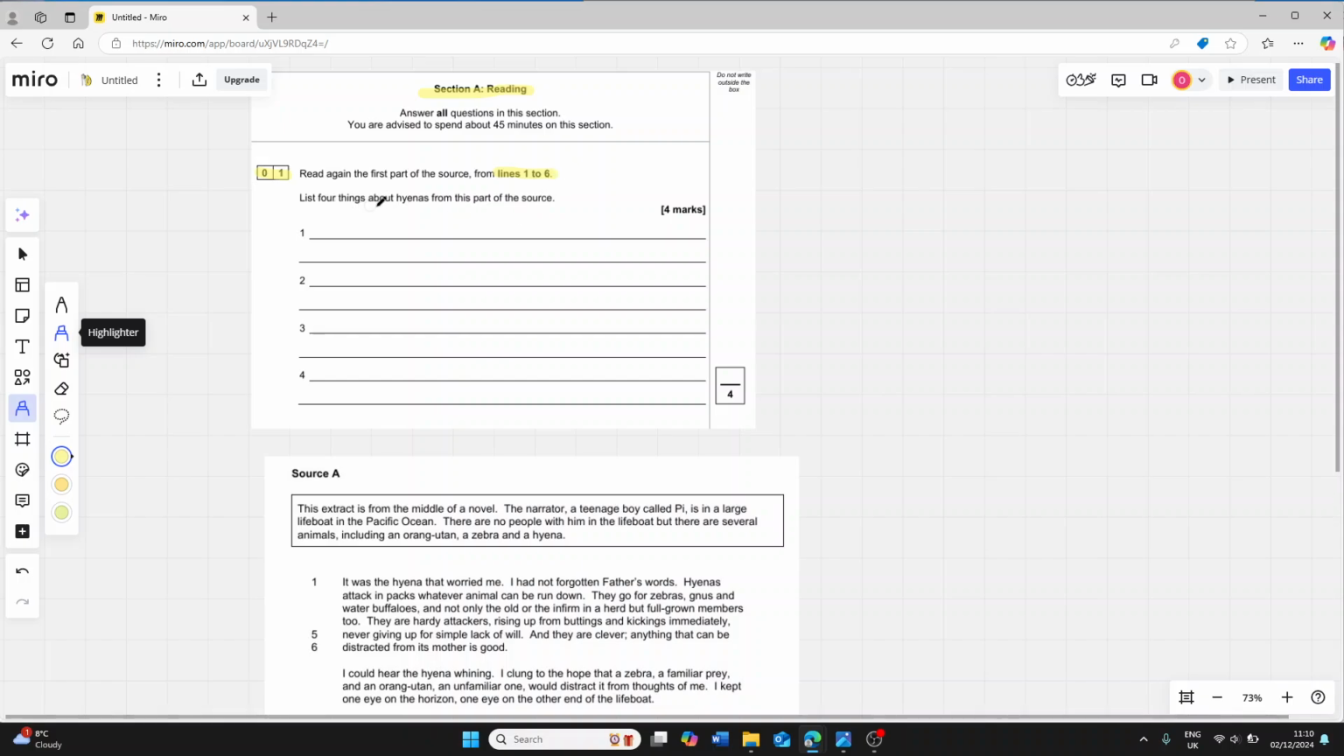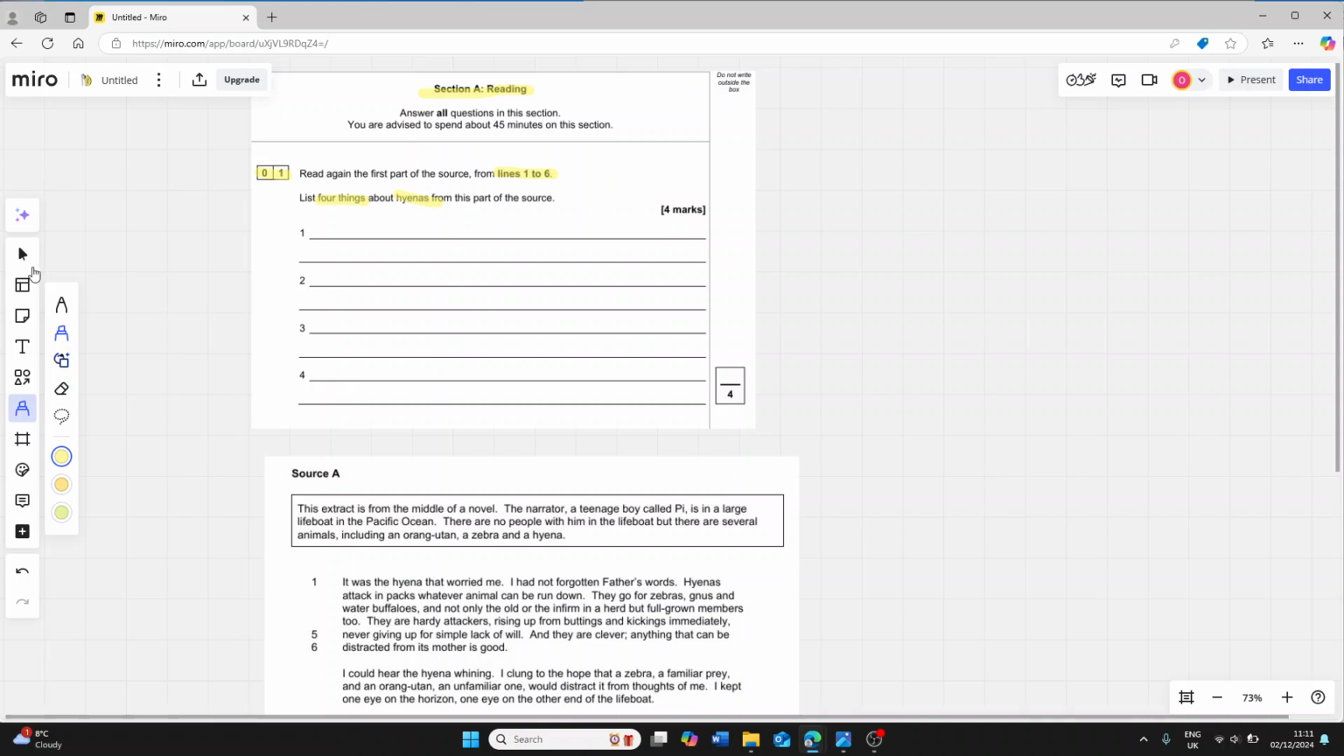And then it says, list 4 things about hyenas from this part of the source. So we're going to highlight 4 things and hyenas, okay? So we're highlighting the keywords. And when you get an exam, you want to highlight them as well. So make sure you highlight lines 1 to 6 and 4 things about hyenas, because if you don't do any of this, you're not going to get the mark. So if you give information from line, say 9, or you only list 3 things, or it's not about hyenas, your marks are going to be impacted. Okay, so we want to focus on those pieces of information.